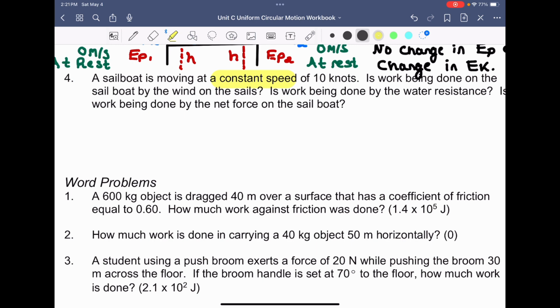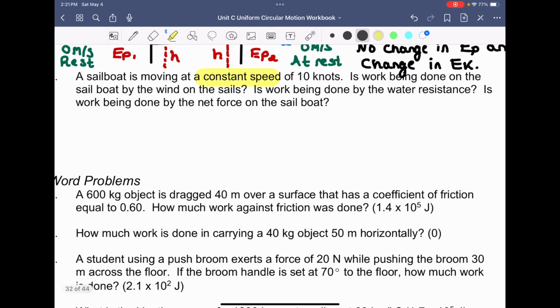Ooh, this is a really big one to highlight right away. I'd make sure that one's highlighted in your notes. Traveling at a constant speed, which is 10 knots. Now, that's not super important to us, the 10 knots piece, so we're just going to treat it as constant speed. Is work being done on the sailboat by the wind on the sails?